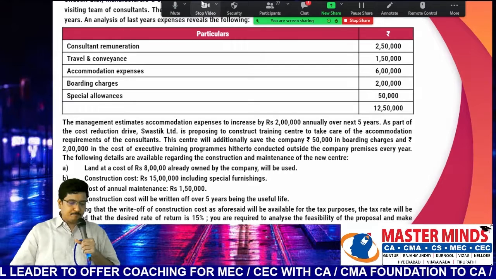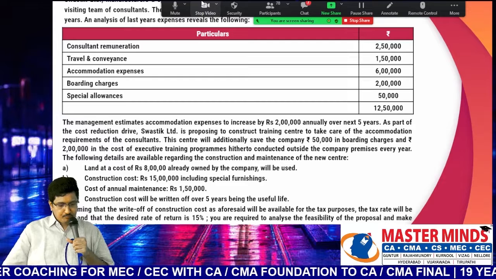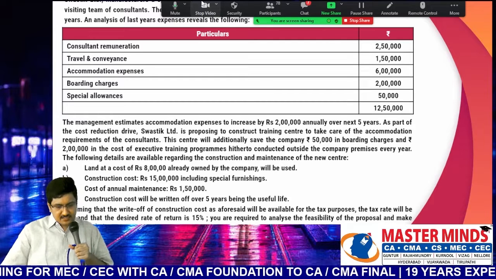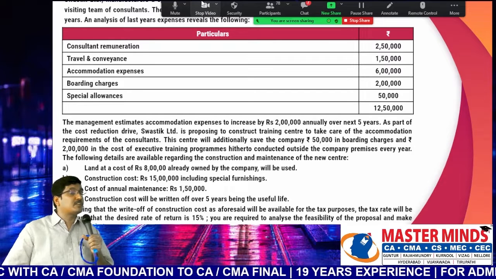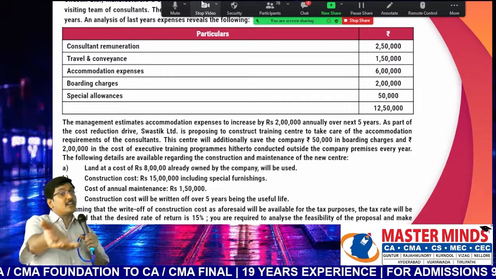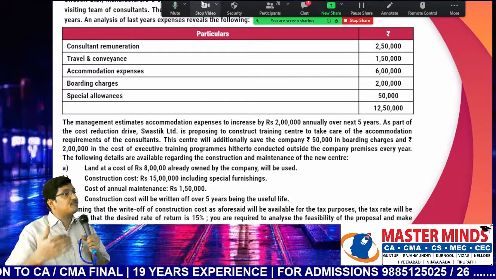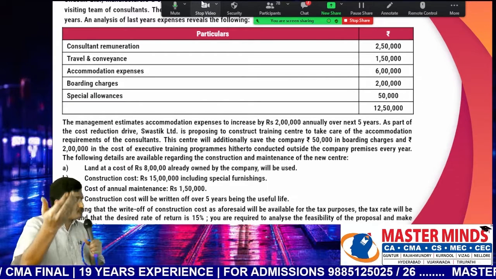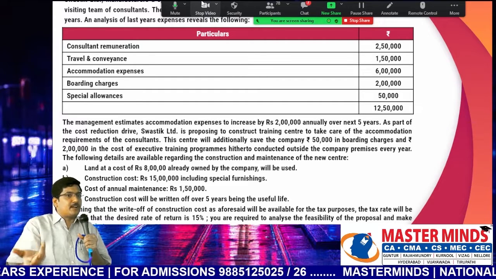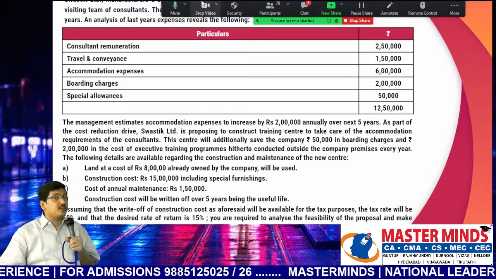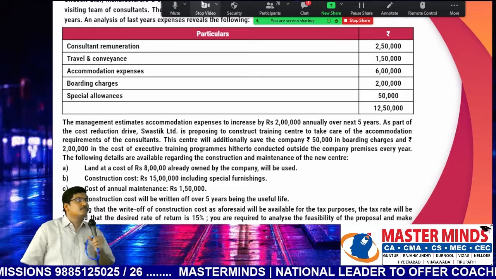Next expenditure. Boarding charges: 2 lakhs. Special allowances: 50,000. One more expenditure is there. Management training program. If we don't construct this project, we need to make our staff stay in a private hotel and conduct this training program, for which we need to incur 2 lakhs. That is also an expenditure. That's all. There ends the matter.